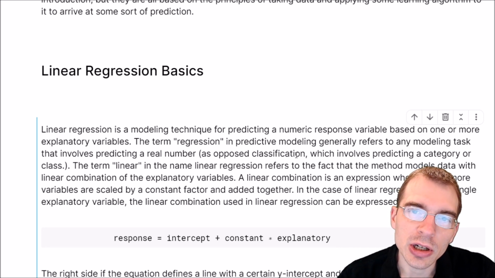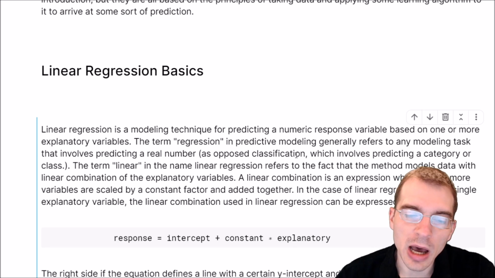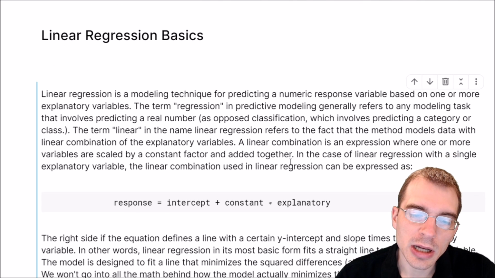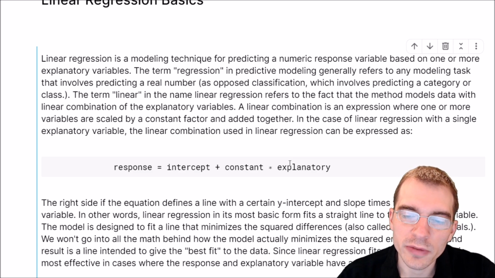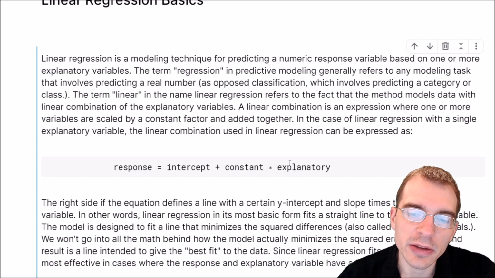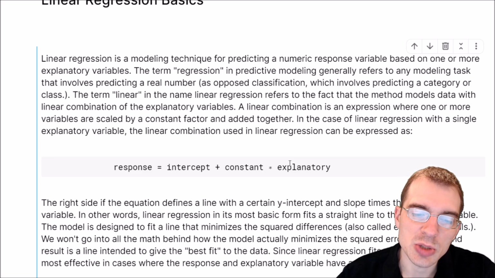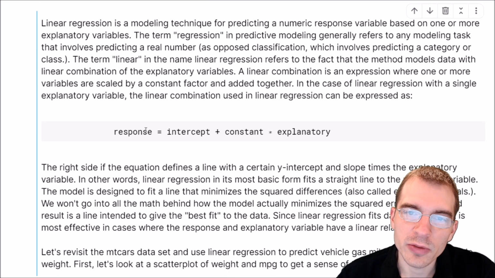The term linear in the name linear regression refers to the fact that the method models data with a linear combination of explanatory variables. A linear combination is an expression where one or more variables are scaled by a constant factor and then added together. In the case of linear regression with a single explanatory variable, the linear combination used in the linear regression formula can be expressed as this formula I've written out here.